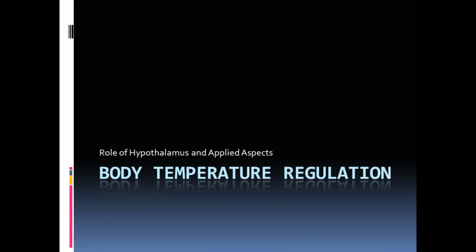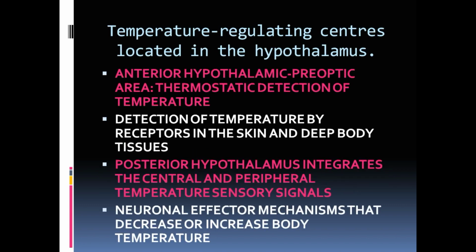Hello everyone. In this video lecture, this is the second part of body temperature regulation. We are going to understand the role of hypothalamus and study about the applied aspect of body temperature regulation. So the mechanism of temperature regulation in the body is a reflex mechanism. That means the regulation of temperature is completely controlled by a reflex mechanism.